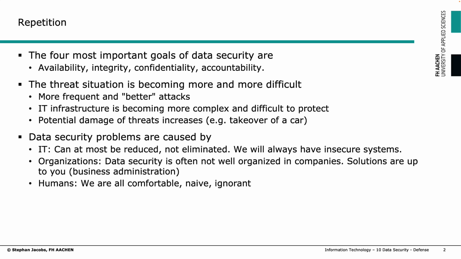Finally, we have seen that data security problems have different root causes. The first root cause is the information technology itself. Due to various reasons, we simply know and we have to accept that we will always have insecure systems. Or take it the other way around, we will never achieve a 100% secure system. Maybe we can reduce the risk that some kind of fraud happens. However, there will be a remaining insecurity.